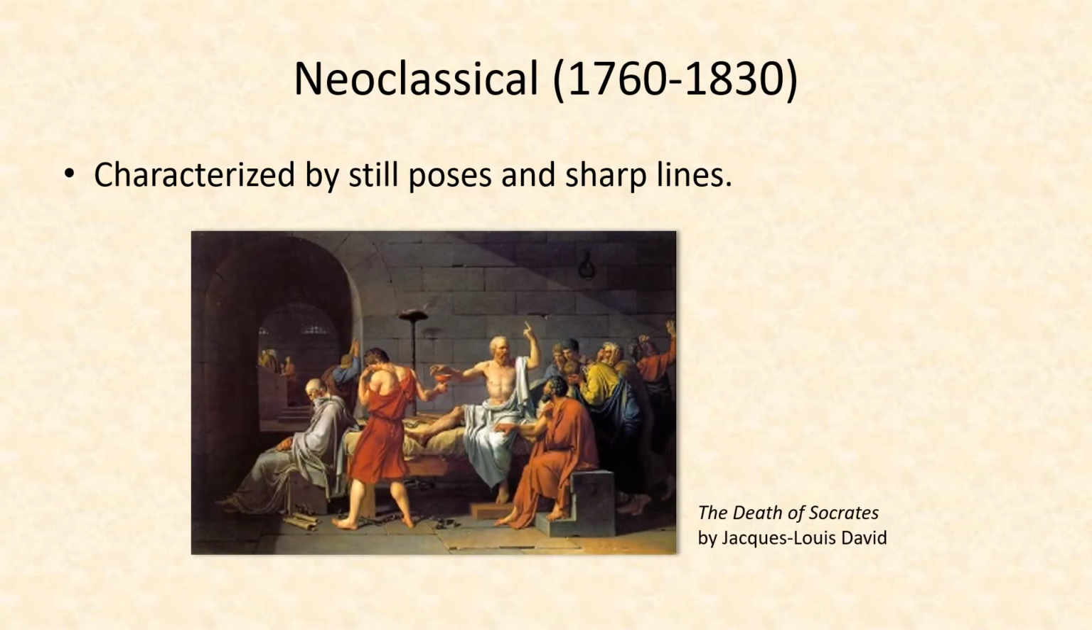In the neoclassical period, we find artists wanted to get away from some of the new ways of painting and doing artwork that they were experiencing, and they wanted to do a return to the classical ways of the Greco-Roman world. So you'll find both the subject matter and also the style is like going back in time. So we find still poses, we find very sharp lines typically during the neoclassical period.